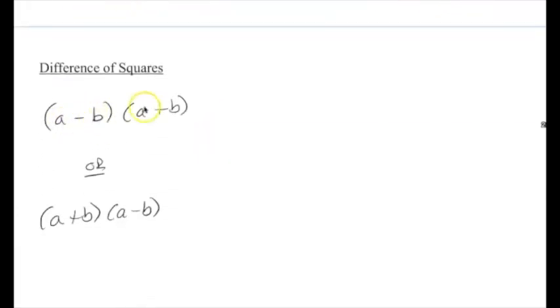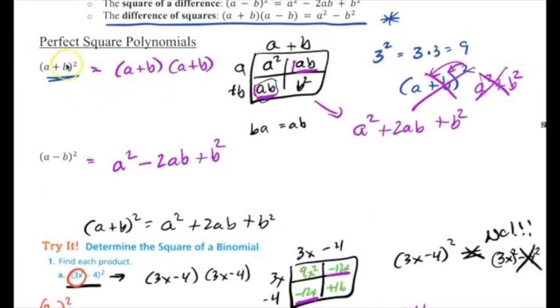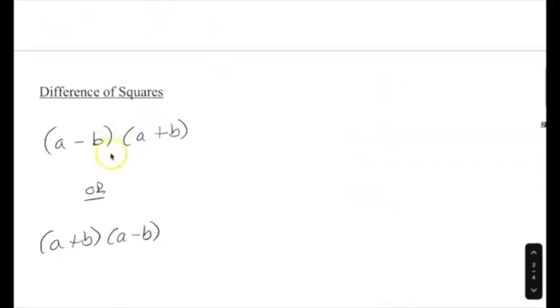That's this one. We have (a + b)(a - b). This is different than the last ones we did. The last two we did were squares, (a + b) squared, then this is (x + 2) squared as an example. This will be (x - 2) squared. Now we're going to have two separate ones that are the same, but the sign is different.